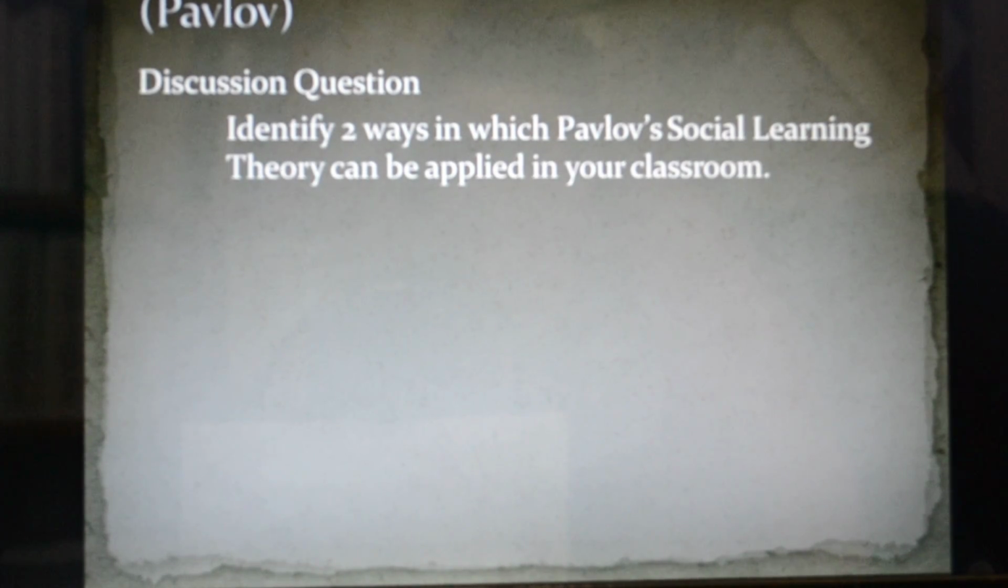Discussion questions. Identify 2 ways in which Pavlov's social learning theory can be applied in your classroom. This is for the students that are observing this lesson or participating in this lesson. A couple ways that I thought of how Pavlov's social learning theory can be applied in the classroom.